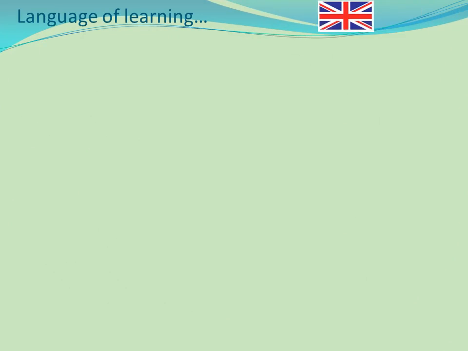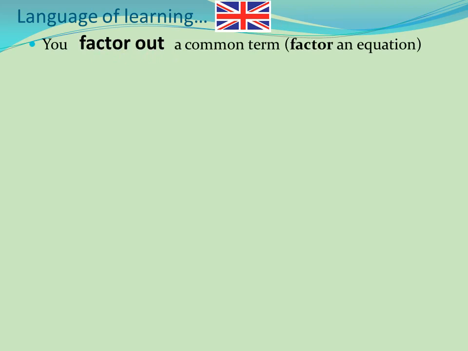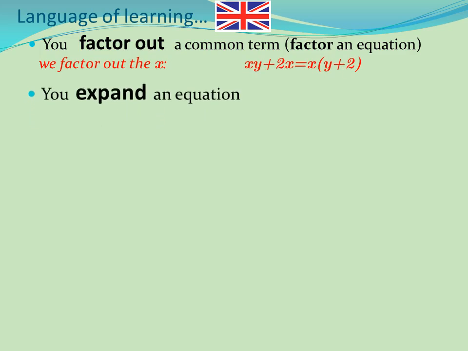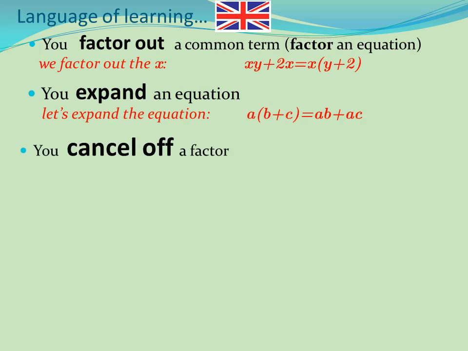Language of learning. You factor out a common term, or you factor an equation. We factor out the x: xy plus 2x equals x times y plus 2. On the other hand, you expand an equation. Let's expand the equation a times b plus c equals ab plus ac. It is the converse process of factoring out. You cancel off a factor. Let's cancel off the 3 factor over here and over here.